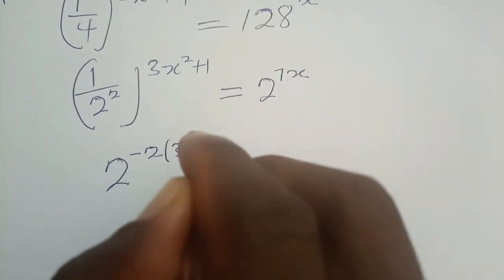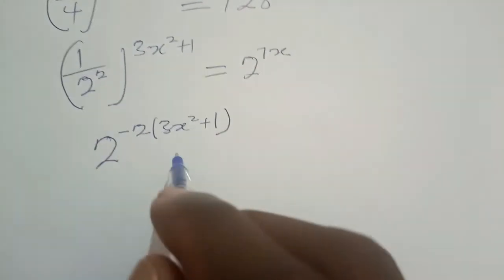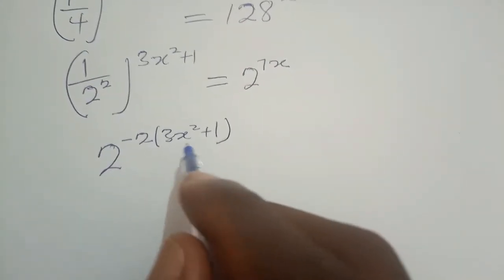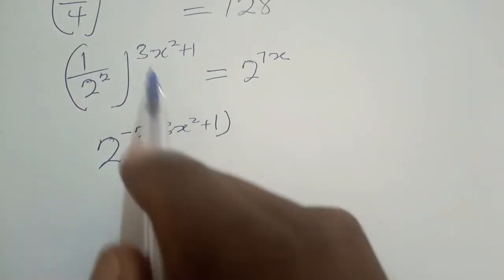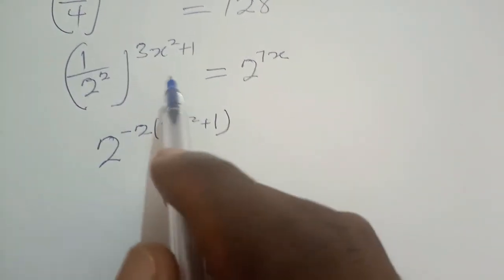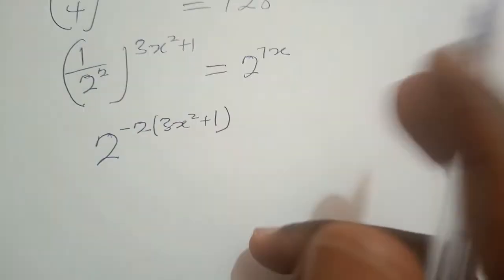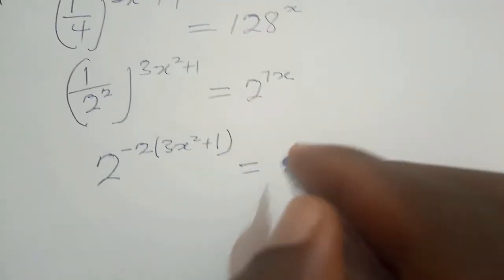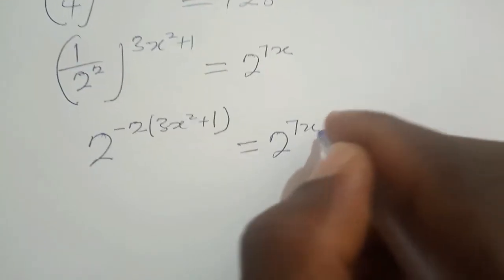(3x² + 1). Remember that this parenthesis is very necessary because if you don't bring it, the -2 will multiply only the 3x² and not both of them. But here it is both of them that is the exponent of this. So anything you do to the inside must affect both of them so that your answers don't differ. And that will give us 2 exponent 7x.